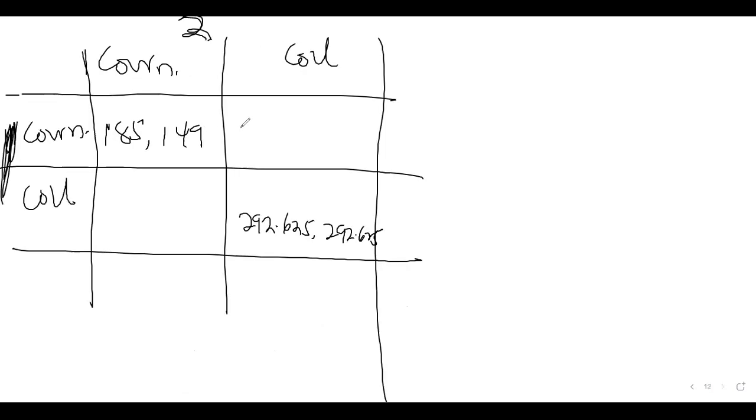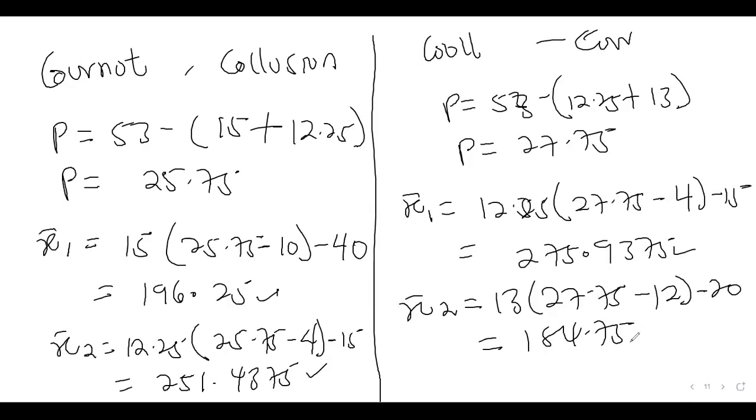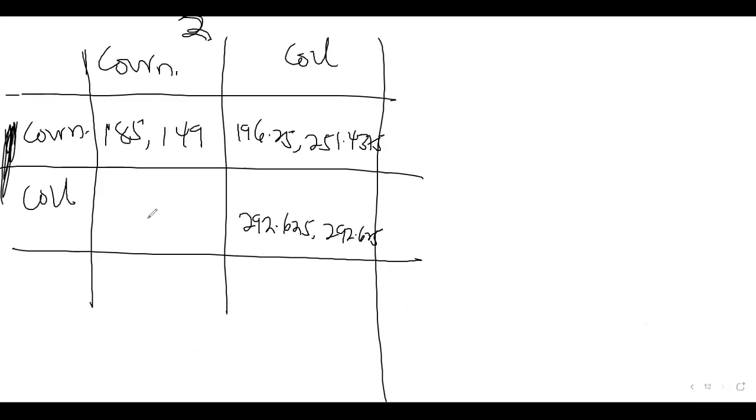So we will have 196.25, 251.4375. Then when firm 1 plays Collusion and firm 2 plays Cournot, this and this will happen. So we will have 275.9375 for firm 1, comma, firm 2 will be 184.75.